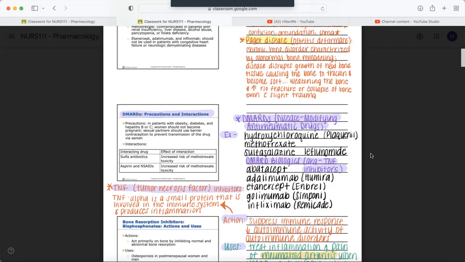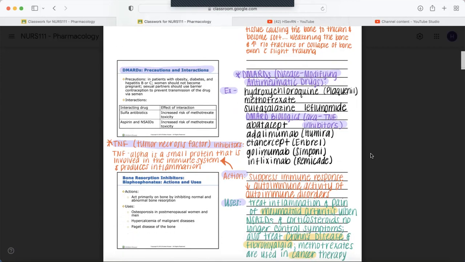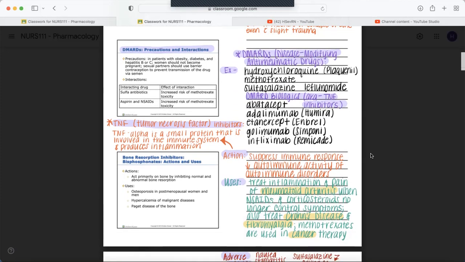So general DMARDs: hydroxychloroquine, methotrexate, sulfasalazine, leflunomide, and then biologic DMARDs are the others. Action. What do these do? In general, DMARDs suppress the immune response. So they decrease that autoimmune activity that's causing the inflammation. We use these a lot in conditions that have extreme inflammation and pain that's caused by an autoimmune situation. Rheumatoid arthritis, right? Rheumatoid arthritis is systemic.